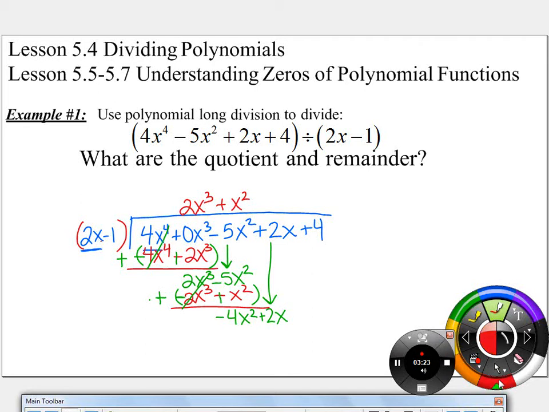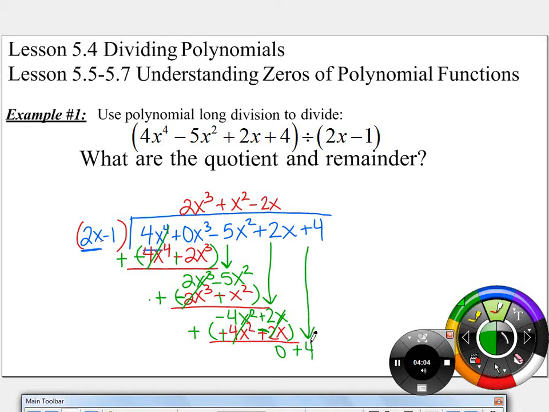Then I'll go ahead and drop down the next term, which is a plus 2x, and start the process over again. I will ask myself, what would I want here so that when multiplied with 2x, it would make negative 4x squared? That would be negative 2x. Then I'm going to multiply that negative 2x through my entire divisor, 2x minus 1. So negative 2x times 2x is negative 4x squared, and negative 2x times negative 1 is positive 2x. Remember again, you're subtracting this polynomial from the one above it, which is the same as adding if you distribute the negatives. Now both these terms cancel out, which means you have 0. And then you're dropping down a plus 4.